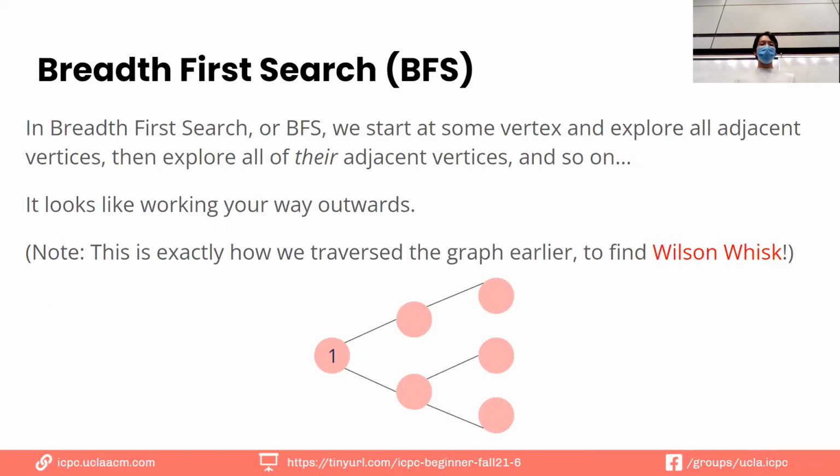For breadth first search, we're going to start at some vertex, explore all the adjacent vertices, then explore all their adjacent vertices, and so on. So it's like working your way outwards. You can see here, we start at node 1, then we go to all of its neighbors, 2 and 3. Then we go to 4, 5, and 6, as those are the neighbors of those neighbors. This is the same way that we traversed the graph earlier in the Spy-cpc problem to find Wilson Whisk.